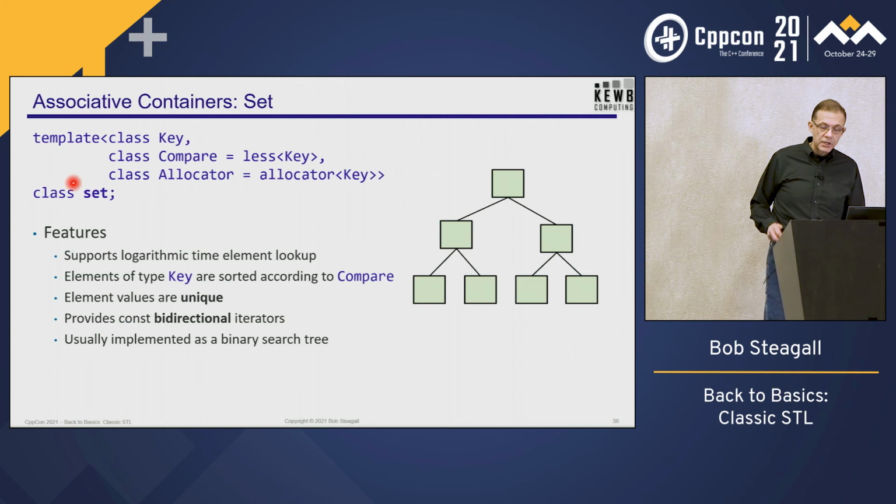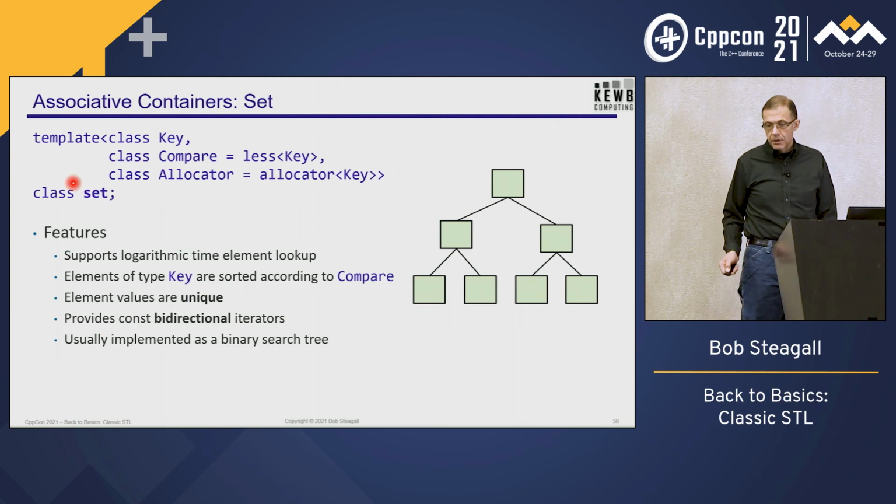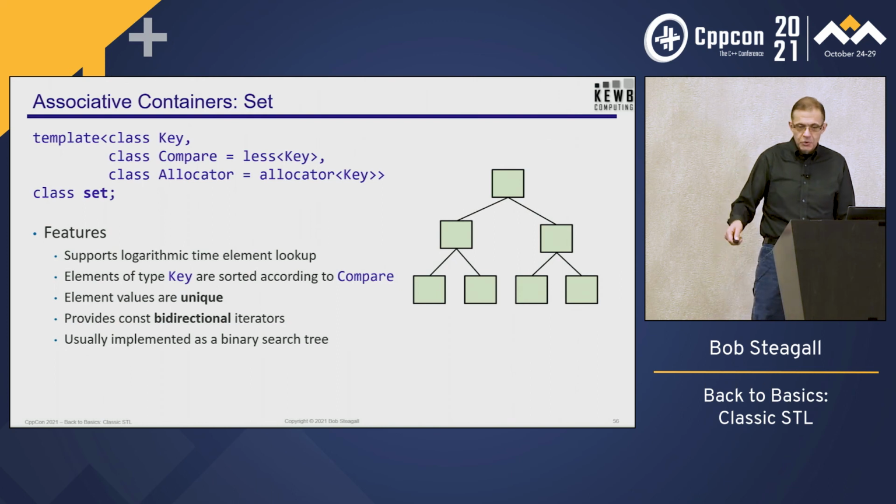It provides const bidirectional iterators, so you can actually start at the leftmost leaf and iterate forward to the past the end iterator here, or you can start and you can iterate backward over the tree. And I can't do it precisely with the pointer here.